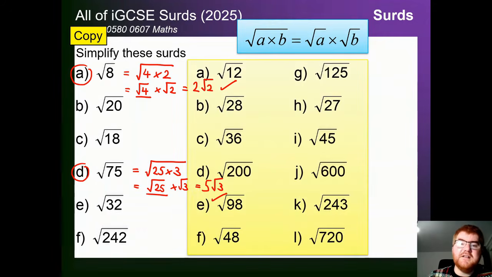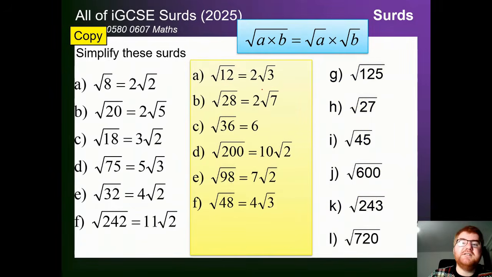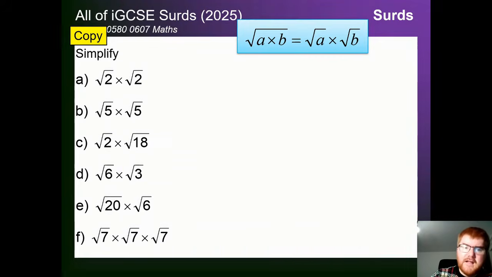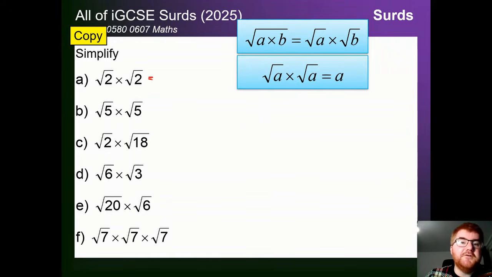If you want more practice on this, again, have a go at some of the questions here in the box. Again, I'll put the answers here for you as well, so you can check through everything that we've done so far. Now, one of the reasons that we do this is going to help us with some addition later on. A key rule to remember here, I'll do a couple of these questions with you, is that if you are multiplying by the same number, so if you're doing root 2 times root 2, then that just gives you the original number. So root 2 times root 2 just equals 2 on its own. Root 5 times root 5, that will then give you just 5.